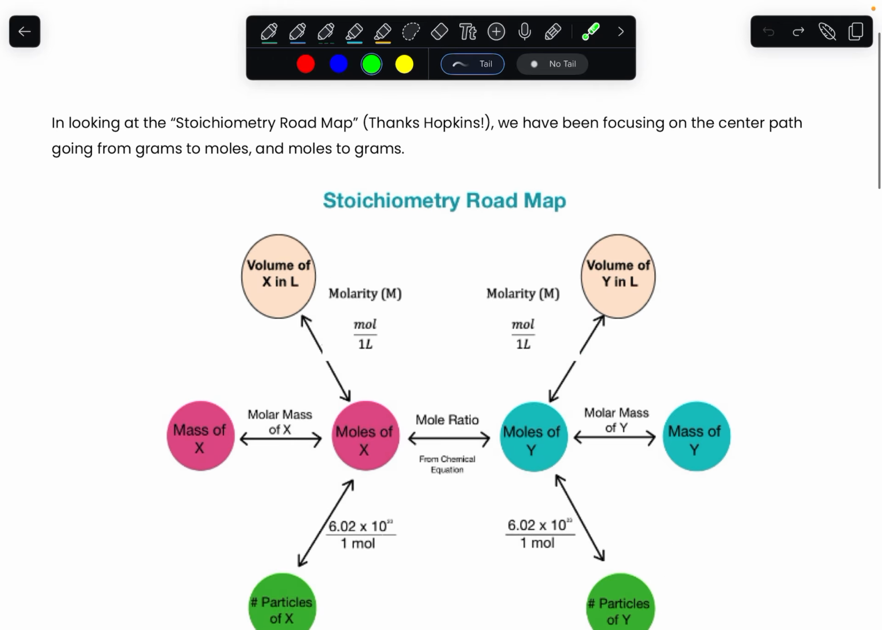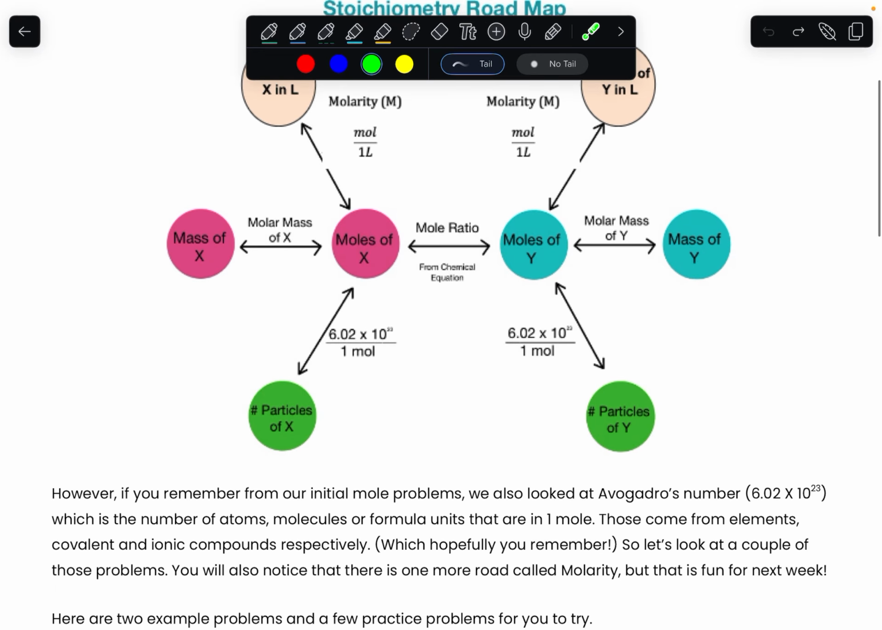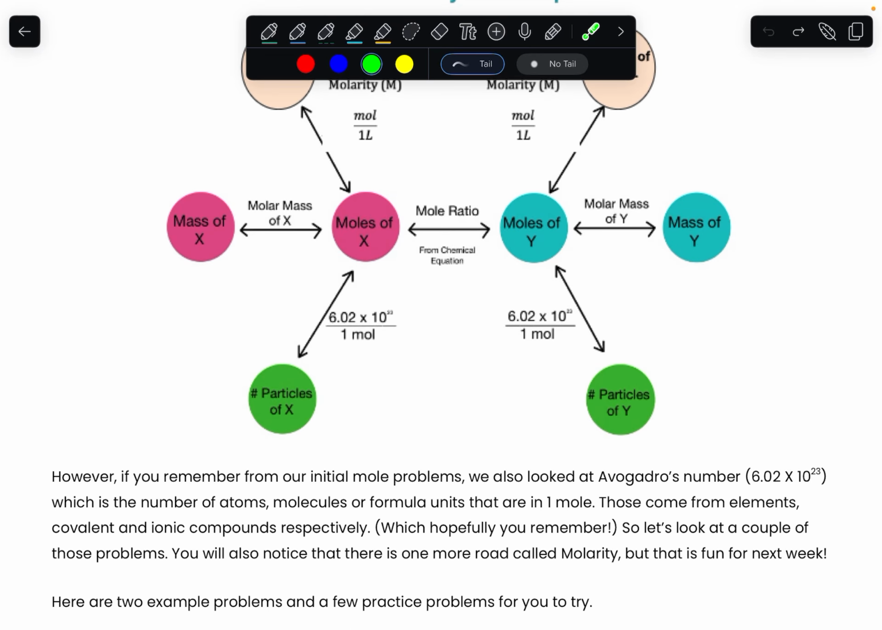But what if I asked you to convert into something other than mass of the other substance? What if I asked you to find, if I gave you 2 grams of hydrogen, how many atoms or particles of water would that make? This would require a different path than our gram to gram path that we've talked about previously, where we're just kind of going across this mole map.